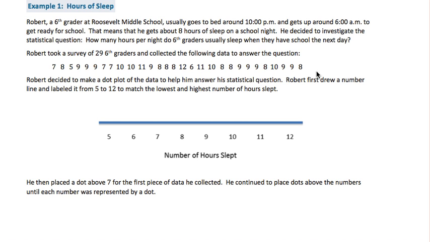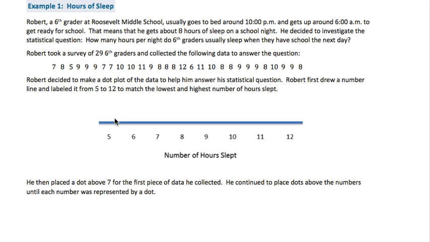He decided to investigate the statistical question, how many hours per night do sixth graders usually sleep when they have school the next day? Robert took a survey of 29 sixth graders and collected the following data to answer the question. Robert decided to make a dot plot of the data to help him answer his statistical question. Robert first drew a number line and labeled it from 5 to 12 to match the lowest and highest number of hours slept.